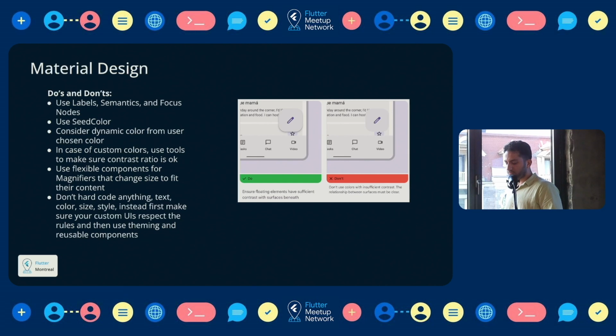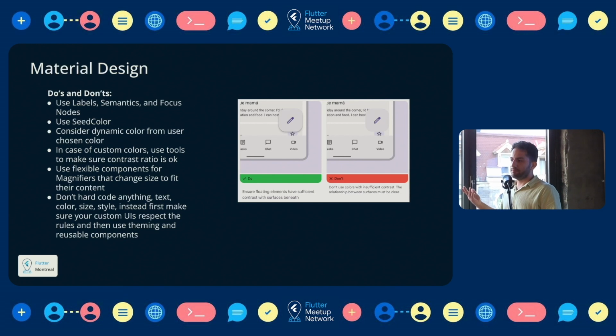The main don't is just one: don't hard code anything, such as text, color, size, or style. If you want to have custom stuff, you have to make sure you respect the rules first, like what I mentioned, like contrast or any accessibility issue, and then make a reusable component or change anything in the theming part. If you want to change, for example, a snack bar behavior, go ahead and change it in the theme. Do not change it in one specific part.